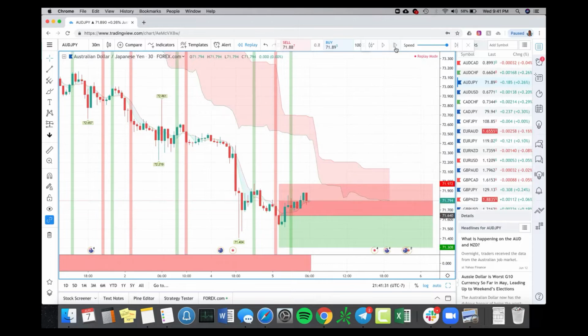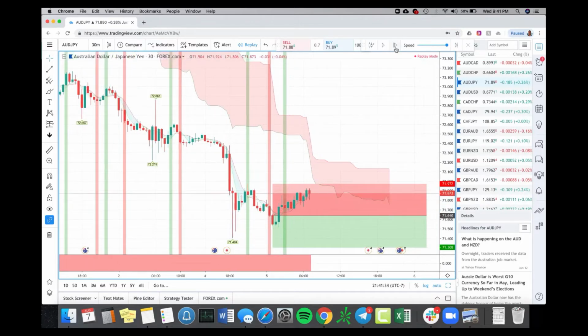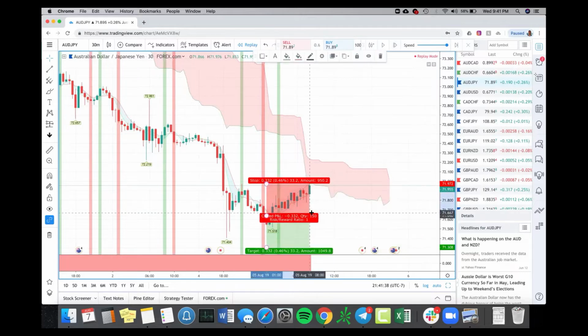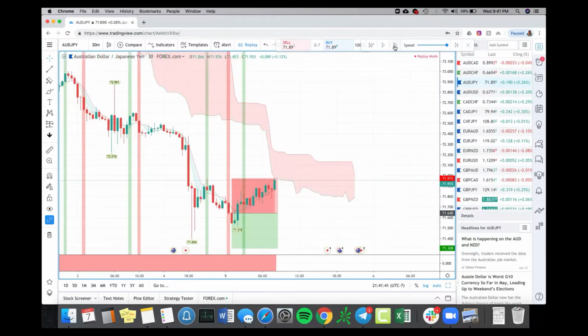So I think this was a loss. This was pushing up, and then it lost right there. Right, so that would have been a loss. So we'll go to the next one.